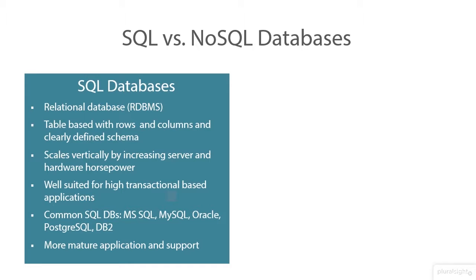So just to compare and contrast a little bit between the two, in a SQL database, as I mentioned, it's a relational database. Okay, that specific database, it's table-based with rows and columns clearly defined in what's called a schema, or what basically the schema says, okay, this is the DNA of that database. This is the identifying information, and this tells me how it's structured. So a database scales vertically by increasing server or hardware horsepower. Okay, so this is a key differentiator between SQL and NoSQL. So it scales vertically. Well suited for high transaction-based applications like e-commerce, things along those lines.